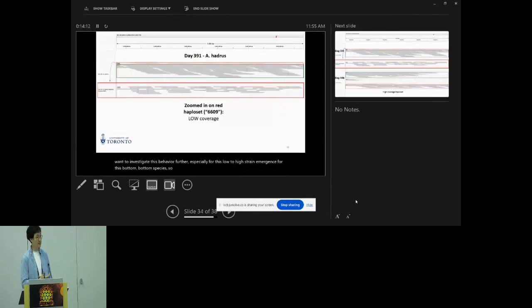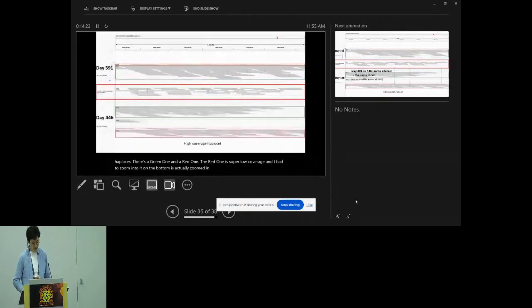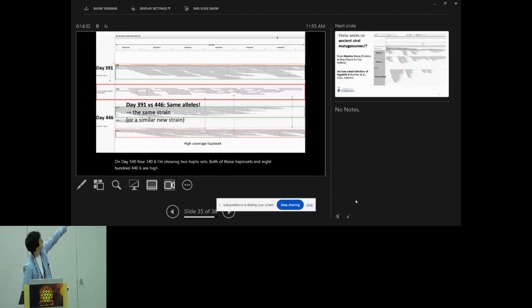So we visualize this. On day 391 for A. hadris, there's 2 haplosets. There's a green one and a red one. The red one is super low coverage, and I had to zoom into it. On the bottom is actually a zoomed in version. On day 446, I'm showing 2 haplosets. Both of those haplosets on day 446 are high coverage. But if you look at the alleles, you can see that the alleles are exactly the same throughout both, 50 days apart. So it really does seem like this strain emerged from low to high abundance, or it was replaced by a very similar strain.